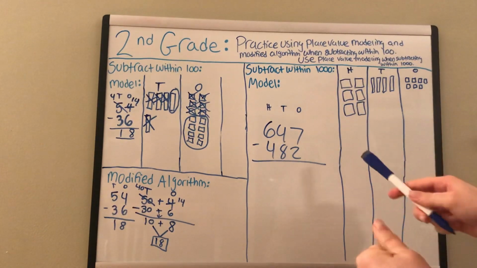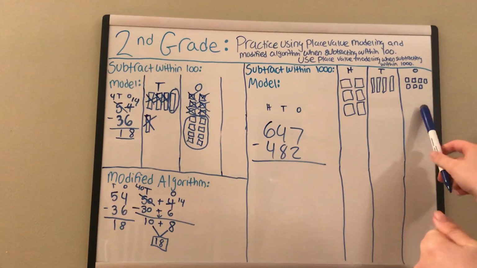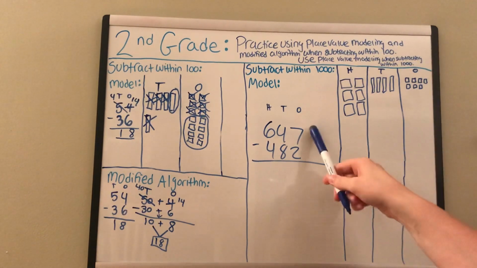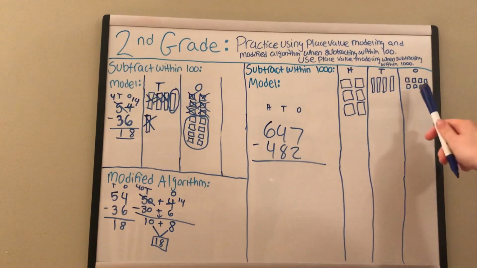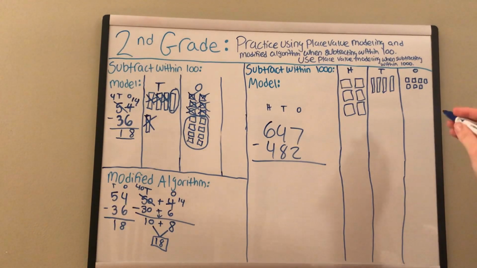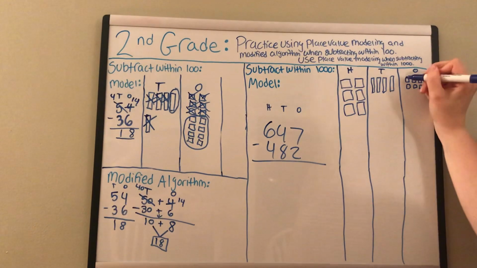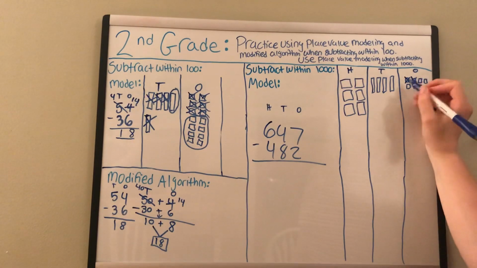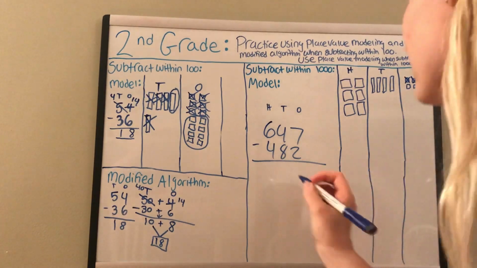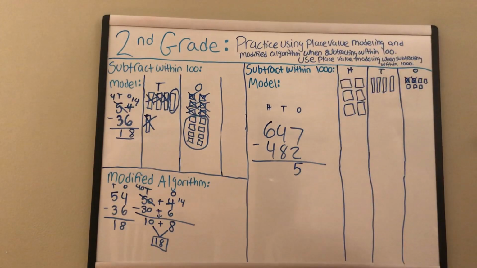We would then have students start in the ones column, and they would start with 7 minus 2, which they can do because they have enough. So they would take away 2 from the 7 ones. So take away 1, 2. What are they left with? 1, 2, 3, 4, 5 ones. So 7 minus 2 is 5.